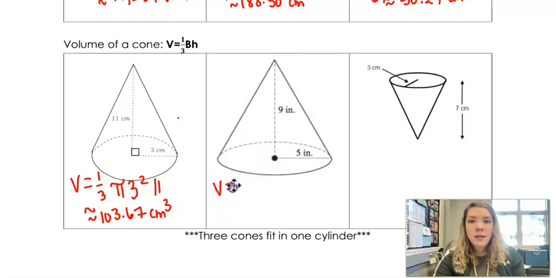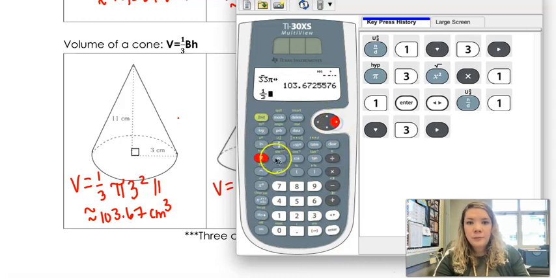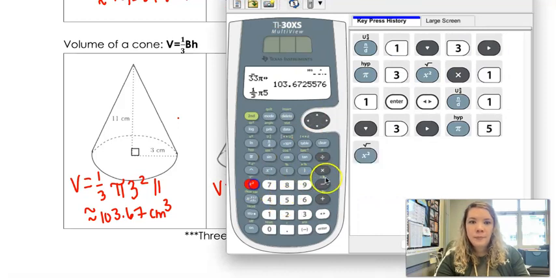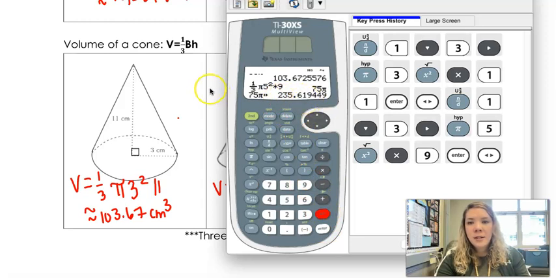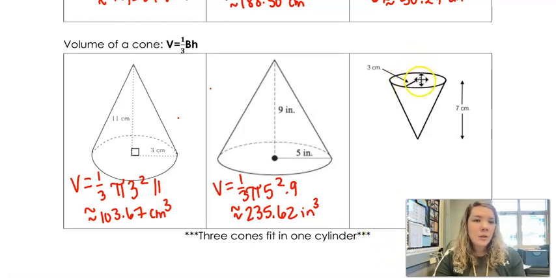Next cone, same process, just different numbers. So I have pi r squared. My 1/3 is in front. My area of the base is pi r squared, so pi 5 squared, and my height is 9. And then I'll plug that in. So 1/3 pi, what was it? 5 squared times 9. 235.62 cubic inches. Okay, and then last one, again, it gave us radius, so there's nothing we need to divide by 2 there, that's fine.